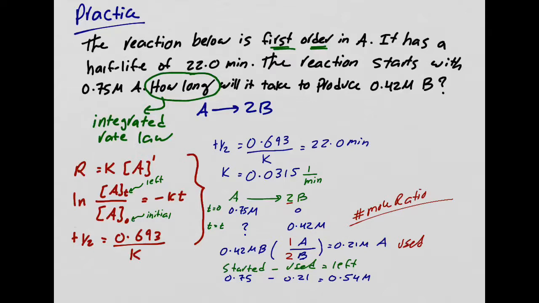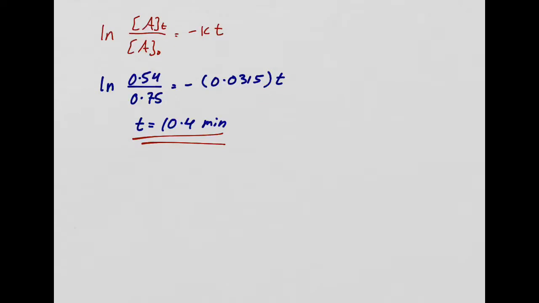I have how much I started, subtract how much is used, I get how much is left over. Then that's great. That means I have those numbers. I can plug it in and I can get T. Alright, this was a big practice problem. I spent about 10 minutes on it, but that's good. That's good for us. Hopefully you got this integrated rate law down.